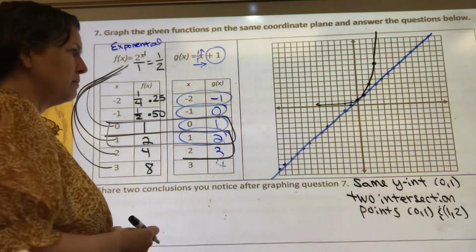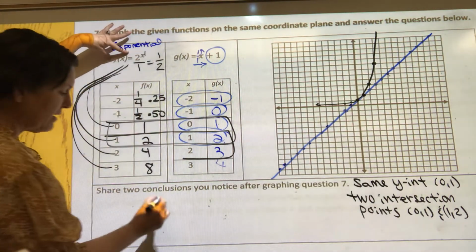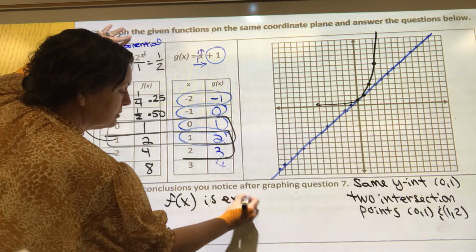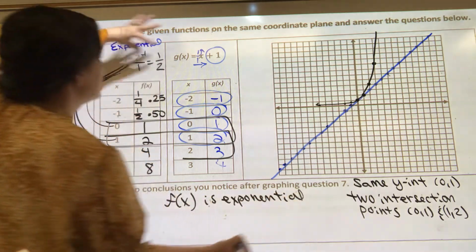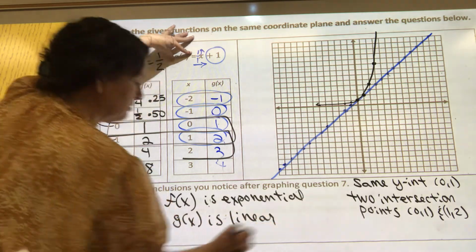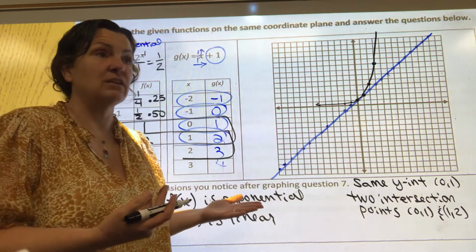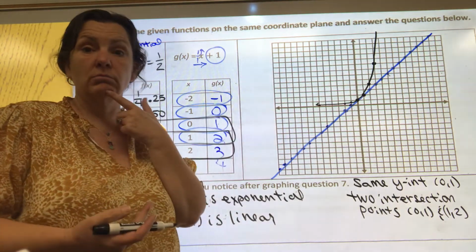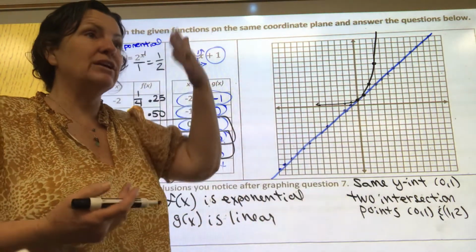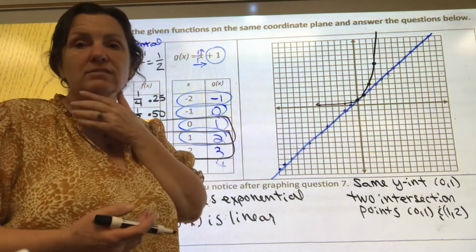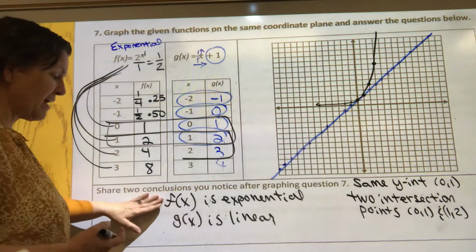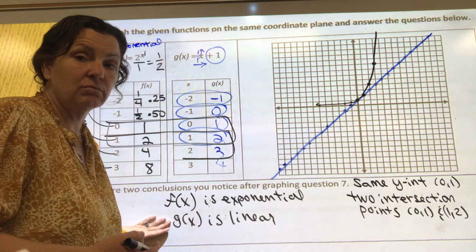Cool. We could say that f of x, this function, is exponential. We could say g of x is linear. We could say something to the effect of, who's going to eventually grow faster? This blue line or this black curve? Who's eventually going to far superior grow the fastest? And eventually it's going to be this exponential. So if you said f of x will eventually beat g of x, cool.